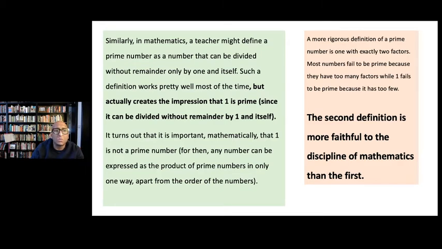Similarly, in mathematics, a teacher might define a prime number as a number that can be divided without remainder only by 1 and itself. Such a definition works pretty well most of the time, but actually creates the impression that 1 is prime, since it can be divided without remainder by 1 and itself. It turns out that it is important mathematically that 1 is not a prime number, for then any number can be expressed as the product of prime numbers in only one way, apart from the order of the numbers. A more rigorous definition of prime number is one with exactly 2 factors. Most numbers fail to be prime because they have too many factors, while 1 fails to be a prime because it has too few. The second definition is more faithful to the discipline of mathematics than the first.